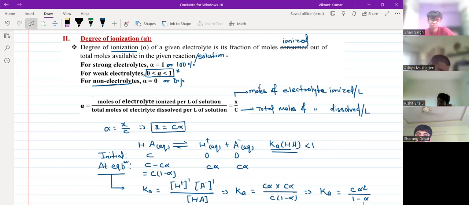But right now, like I told you, जब हम लोग पानी में किसी को डिसॉल्व कर रहे हैं and then it is giving you ions, if it is completely ionized we are calling it strong electrolyte. If it is not completely ionized we are calling it weak electrolyte. If it is not ionized at all then we are calling it non electrolyte.